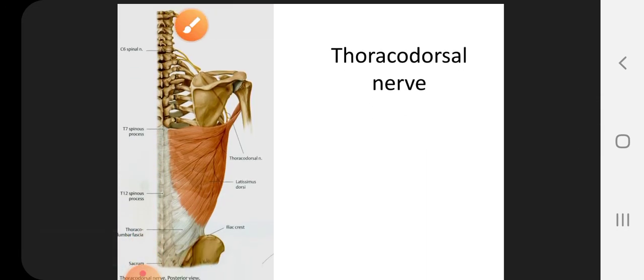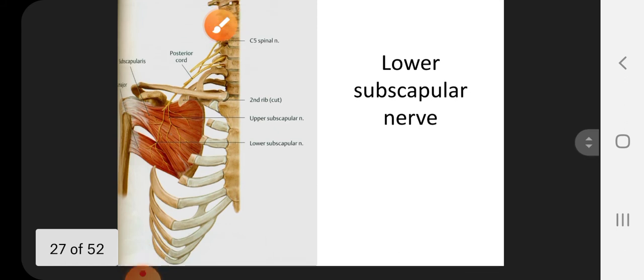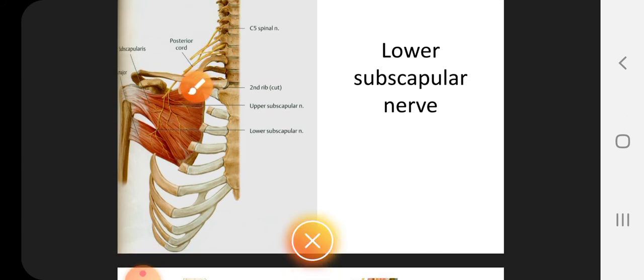Thoracodorsal nerve. Here you can see the thoracodorsal nerve in this diagram. Lower subscapular nerve helps in supplying subscapularis muscle. It also supplies teres major, you can see in this the teres major muscle.